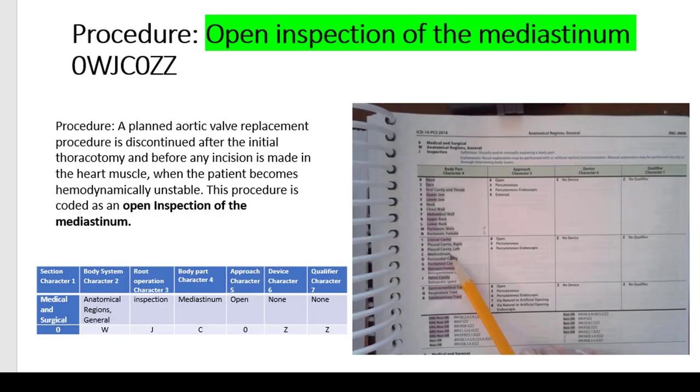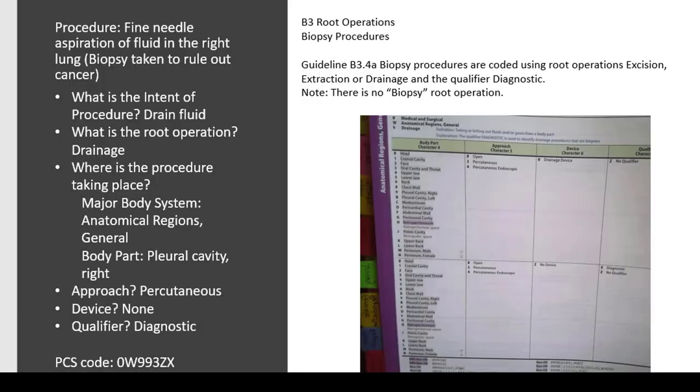Here's the PCS code for open inspection of the mediastinum. I'm showing you a screenshot of that table with inspection as your root operation. And I've also filled in the blank there in that little blue box. It's to show you what each character would be.